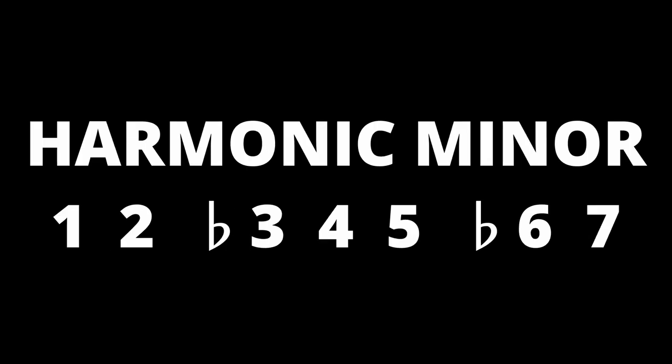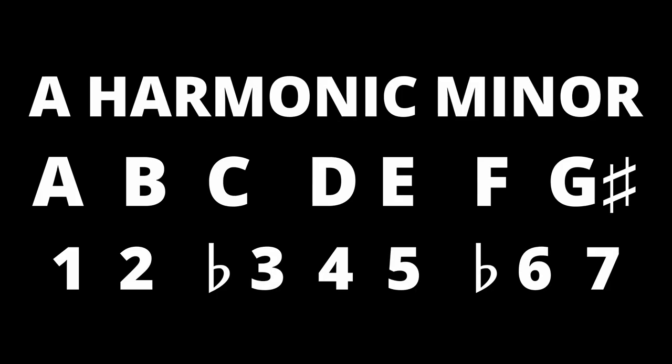You may have heard of the Phrygian dominant scale as the fifth mode of the harmonic minor scale. I won't go in depth about modes here, but it is worth briefly exploring this idea. Harmonic minor has the scale degrees 1, 2, flat 3, 4, 5, flat 6, and 7. The A harmonic minor scale therefore has the notes A, B, C, D, E, F, and G sharp.